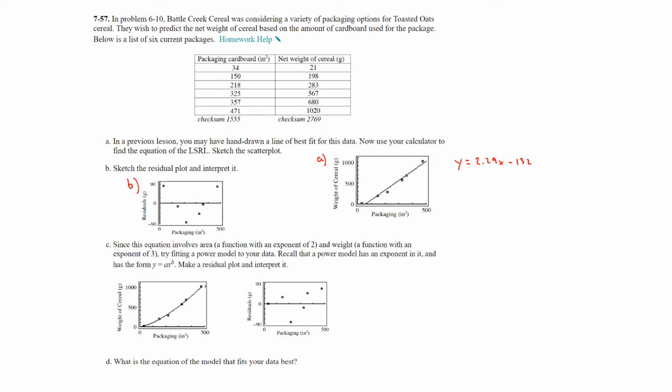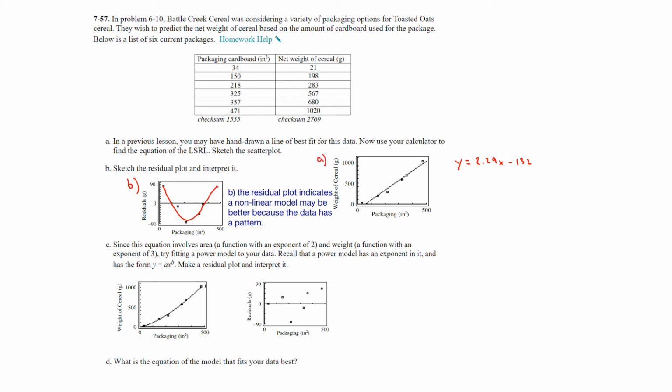So that's the sketch, but to interpret it, are the points scattered? That's what we're looking for. Is this a good model? The data should be scattered. But it looks like we have a pattern here where it's not scattered. Therefore, the residual plot tells us that a nonlinear model might be a better model for the data. And so there's the answer to part B in terms of interpreting it.